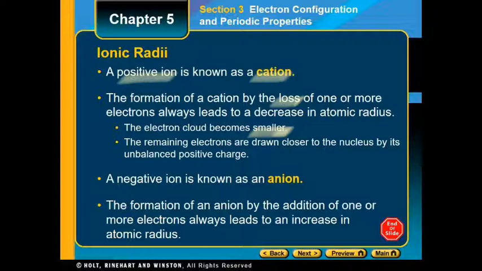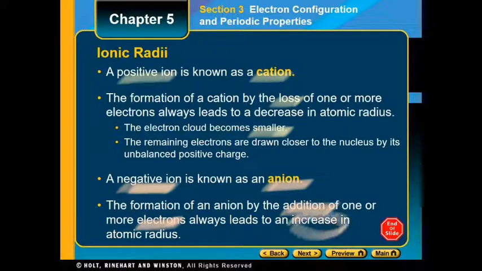And then we have our anions. Anions are negative ions. That means they have added one or more electrons, and they will increase in size. So an anion has a negative charge because it has gained one or more electrons, and an anion will be larger than its neutral atom counterpart.